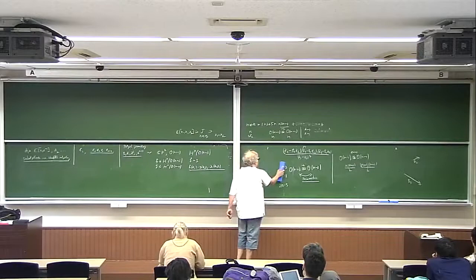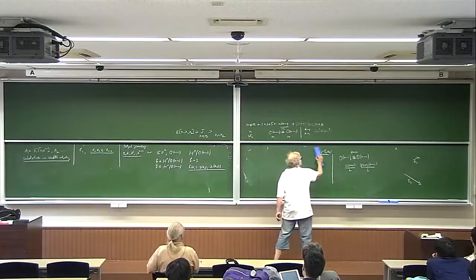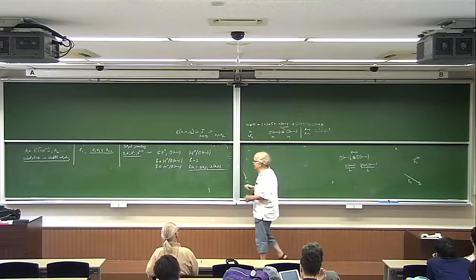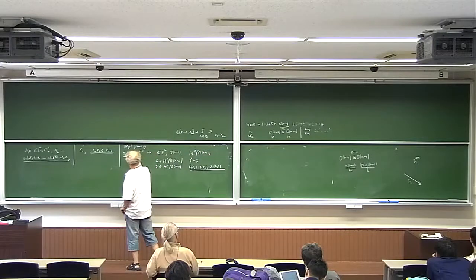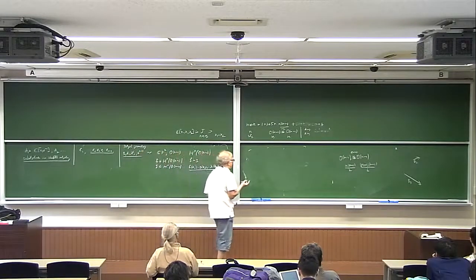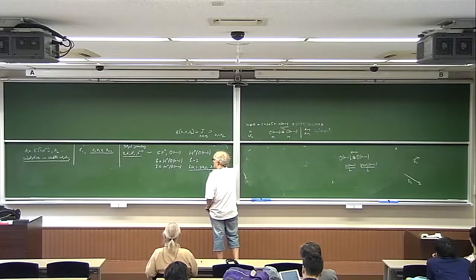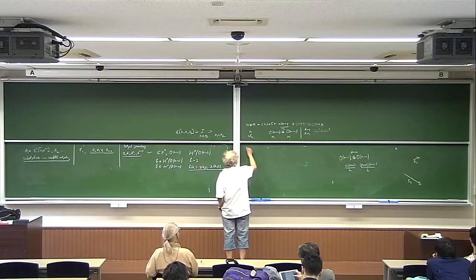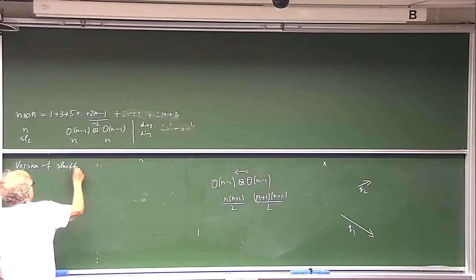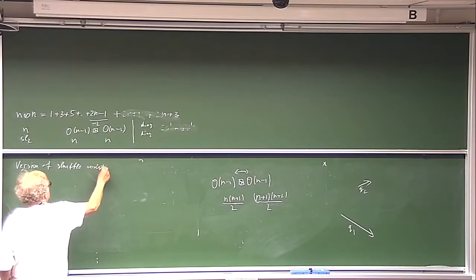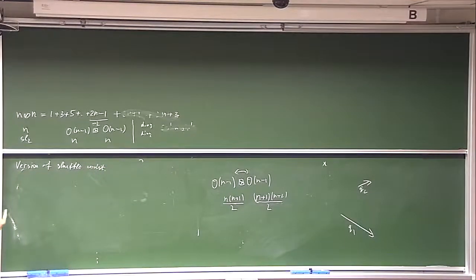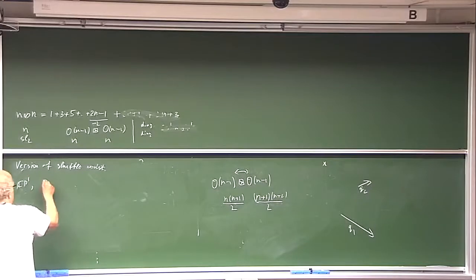And now about the construction of the algebra which is generated by this part, how to do it. Well, it is some kind of version of the shuffle construction. In this case, it is what? We have CP1. We have the bundle O n minus 1.